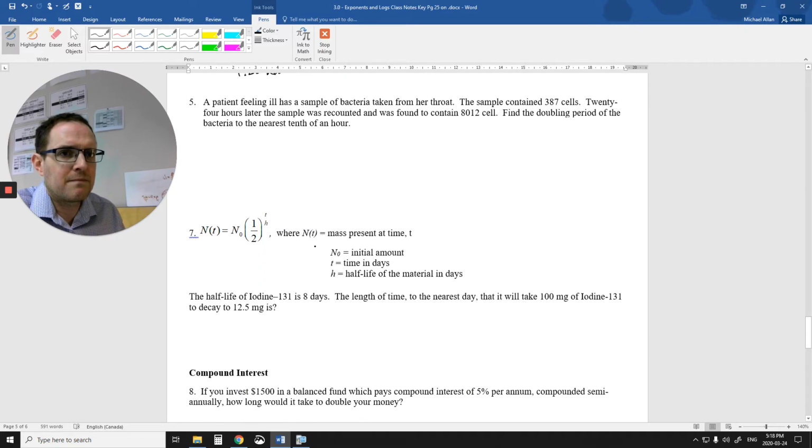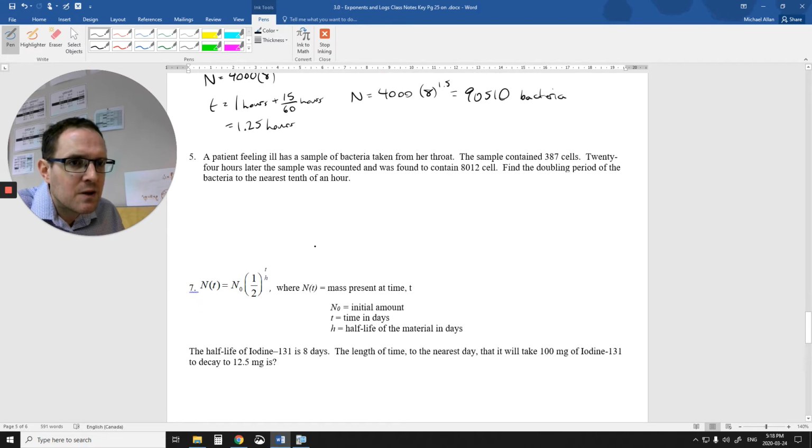Okay, so I think we might use the same question here. The patient is feeling ill. The sample of bacteria taken out of the throat contains 387 cells. 24 hours later, it is counted to have a cell count of 8,012. Find the doubling period of the bacteria.